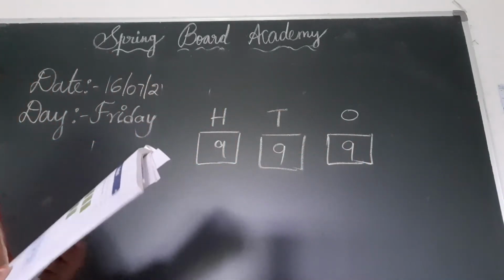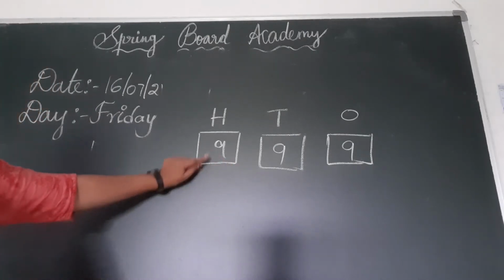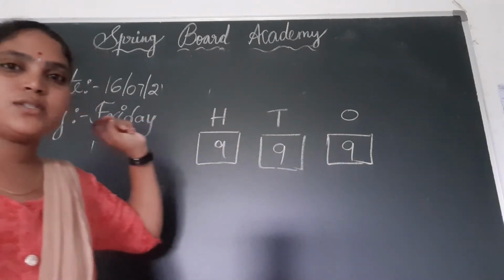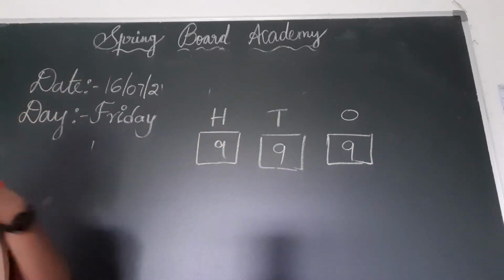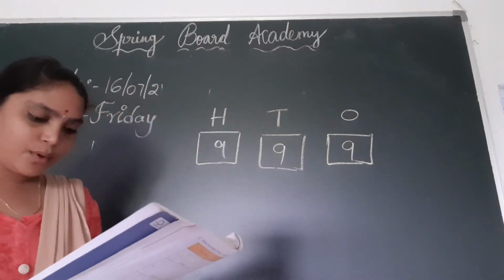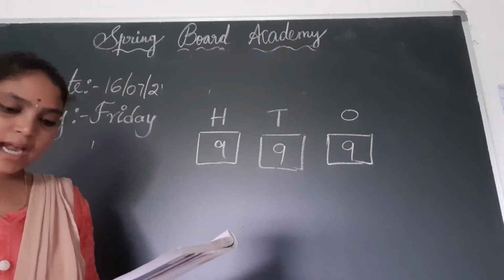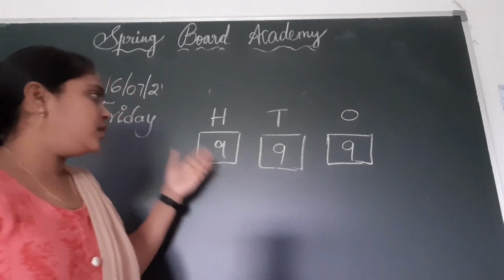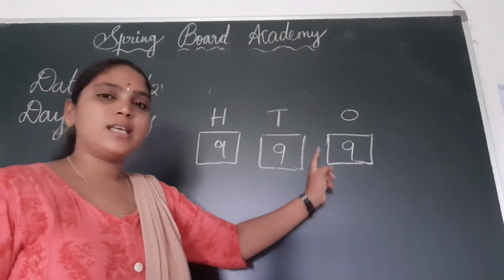So can anyone read this number? How can we read this number? In the hundreds place 9, in the tens place 9 and in the ones place also 9. So this is 999. So in PEP 2.1 the number formed is 999. Let us add one more block of ones to this number. In 999 we can say there are 9 hundreds, 9 tens and 9 ones.